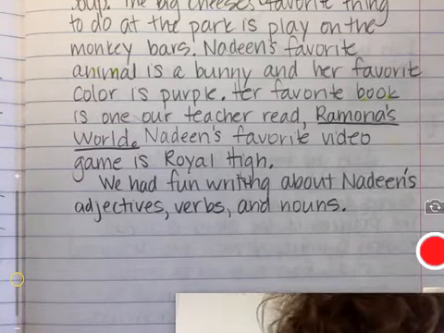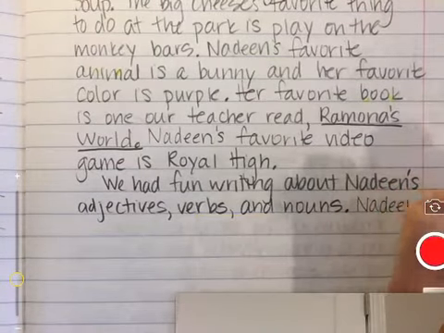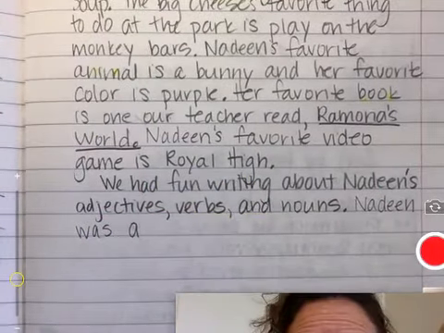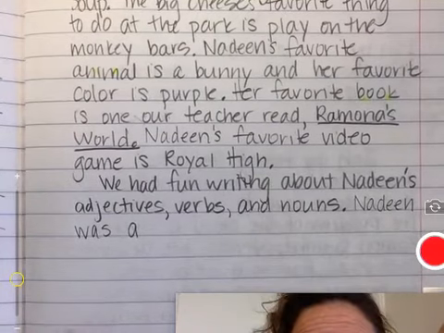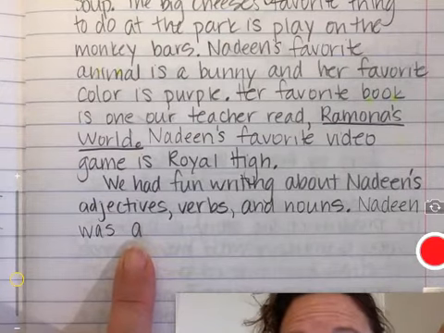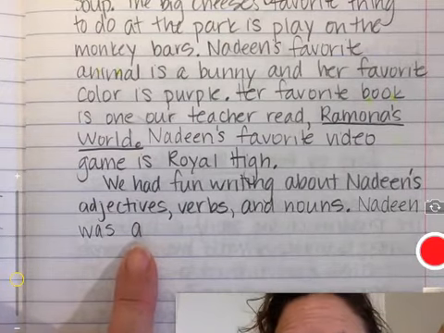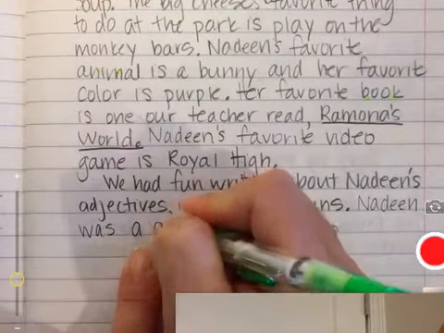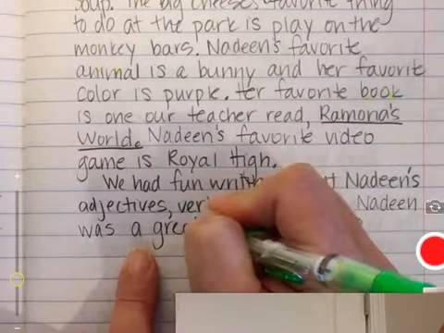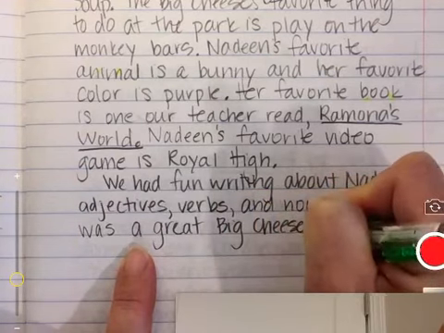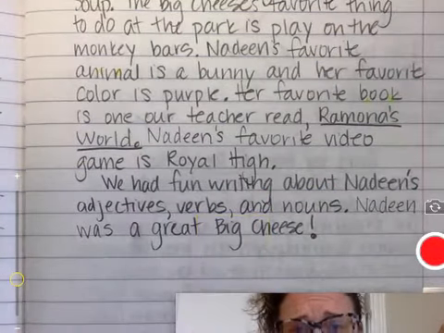Nadeen was a great big cheese. I love it. Nadeen was a, and the adjective that they chose was great. So since it starts with a consonant, we can leave this as an A. Now remember, if we used an adjective that started with a vowel like amazing or excellent, we would have to change this A to an. So Abby said Nadeen was a great big cheese. And I'm going to end that with an exclamation mark because it's exciting.